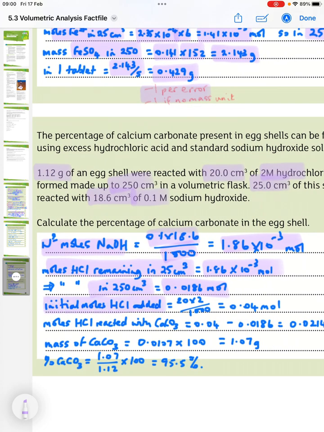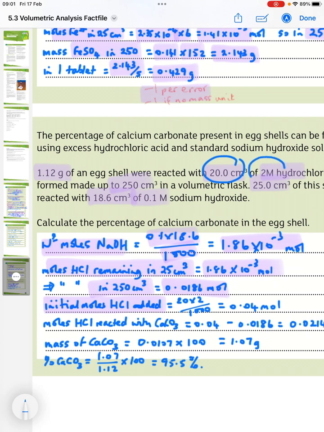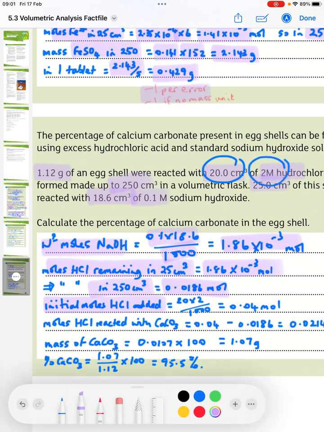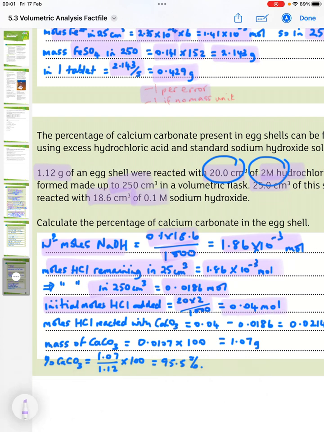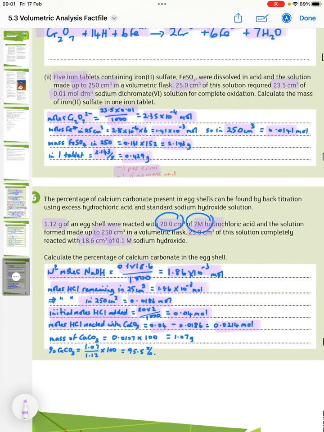Now, to find the initial moles of hydrochloric acid added, we're doing the 20 of 2 molar. So n equals nV over 1,000, 20 times 2 over 1,000 is 0.04 moles. So we know then that the number of moles of hydrochloric acid that reacted with the calcium carbonate is the 0.04 take away 0.0186, which gives us 0.0214 moles.